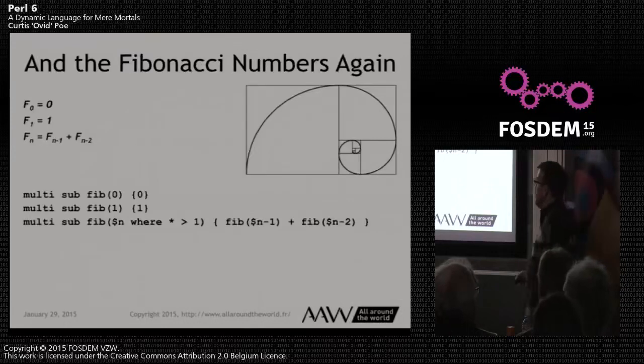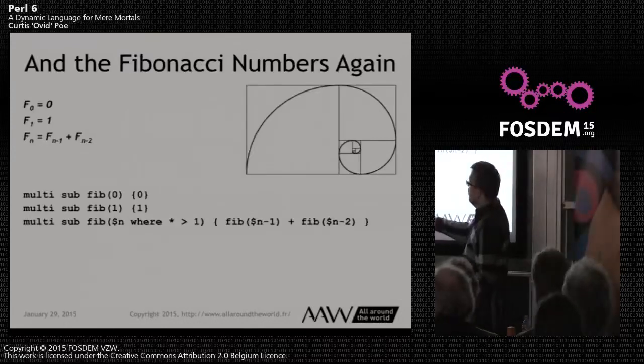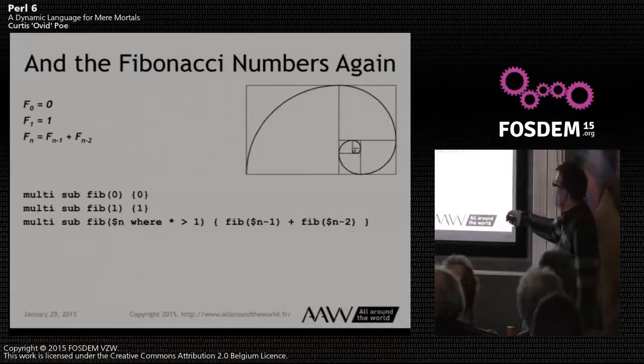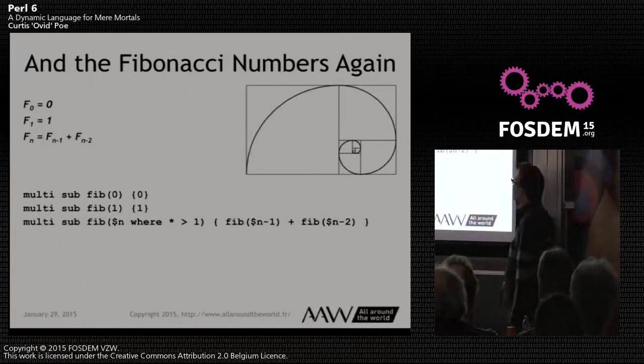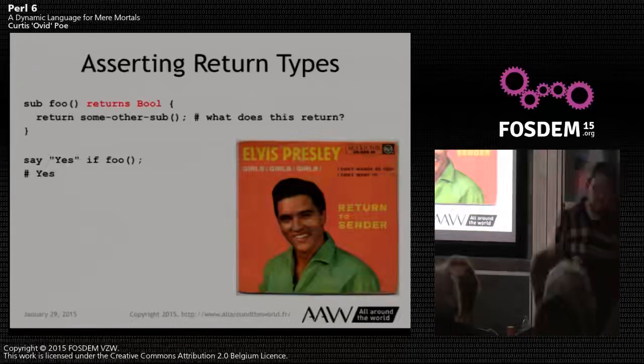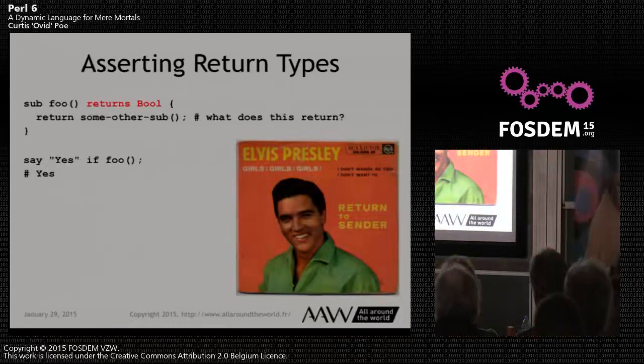By the way, here's Fibonacci again. You could have written this as multi-subs, fib0, fib1, multi-sub fib. I should have had an is-cache trait in there, but I wanted this to fit on the slide. So more than one way to do it, obviously. Return types. That's another one, very useful.